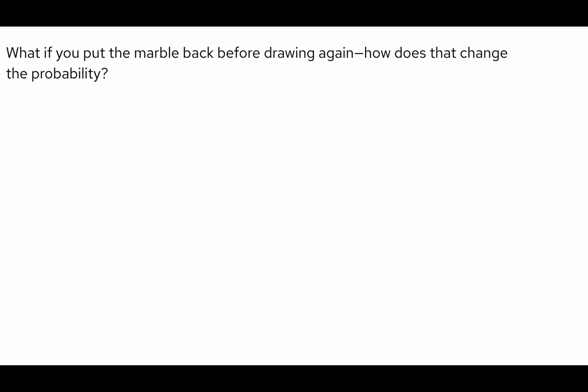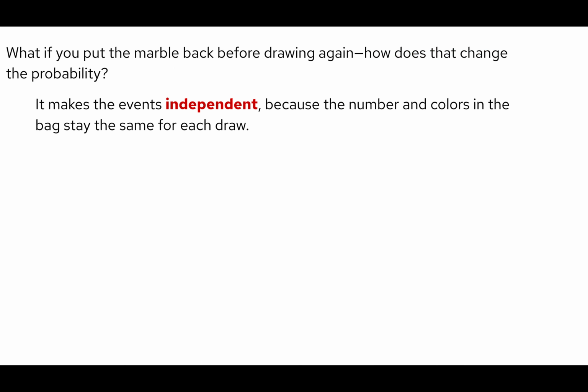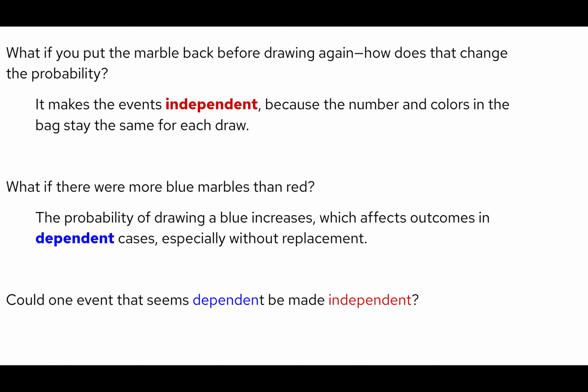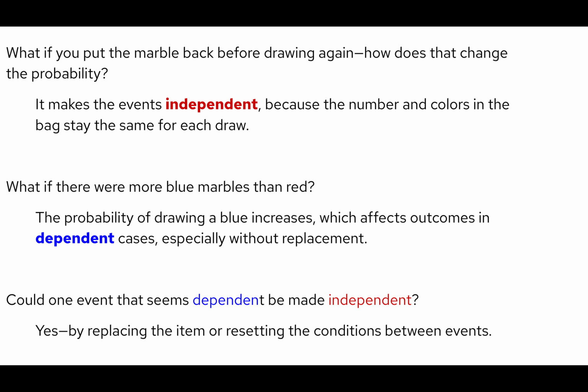So what if you put the marble back before you drew it again? Okay, so with that marble one, how is that going to change the probability? Well, now it makes it independent because instead of having one less color or one less marble, it now stays the same for each one of the draws. But what if there were more blue marbles than red? Well, the probability of drawing blue increases, which affects outcomes in dependent cases, especially without the replacement. So could one event that seems dependent be made independent? Yes, what you could do is just replace the item or reset the conditions between the events.